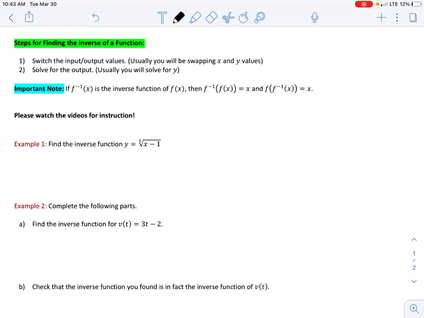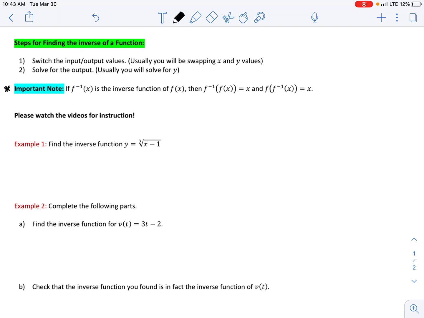Hello everyone. In this video we're going to talk about how to find an inverse function. So for finding an inverse function, what we want to do is switch the input and output values. Usually we're swapping the x and y values, but it doesn't necessarily have to be so, because like we've talked about in class before, my input could be a different variable and so could my output. And then last, you want to solve for your output, and that will give you the inverse function.